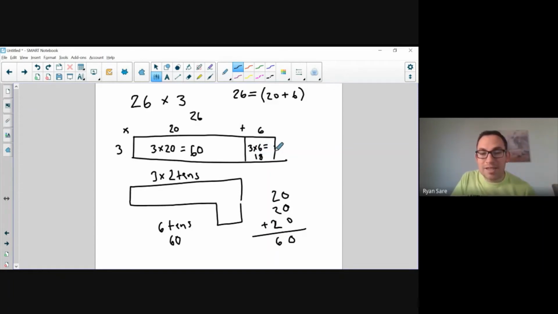Now we just need to add these together. 60 plus 18 is 78. So the answer to 26 times 3 is 78.